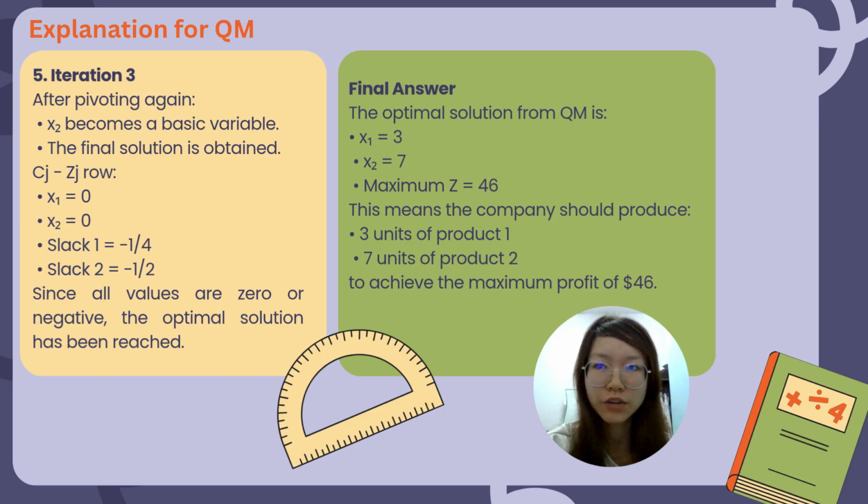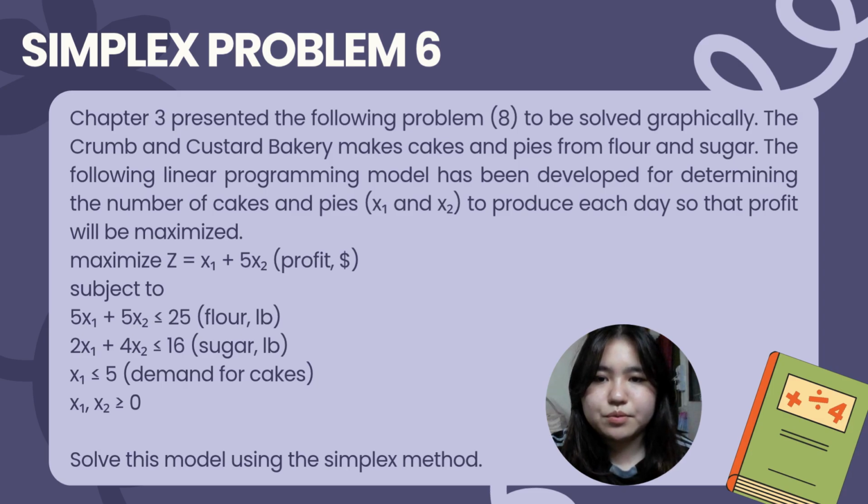From the C minus Z row, x1 equals 0, x2 equals 0, s1 equals negative 1 over 4, and s2 equals negative 1 over 2. Since all values are 0 or negative, the optimal solution has been reached. Therefore, the optimal solution from QM is x1 equals 3, x2 equals 7, and the maximum profit is $46. This means the company should produce 3 units of product 1 and 7 units of product 2 to achieve the maximum profit. I will present simplex problem 6.